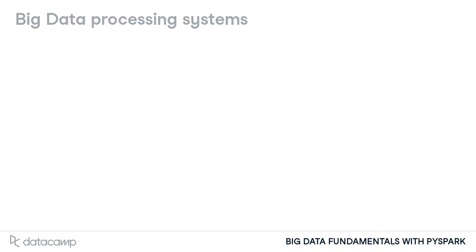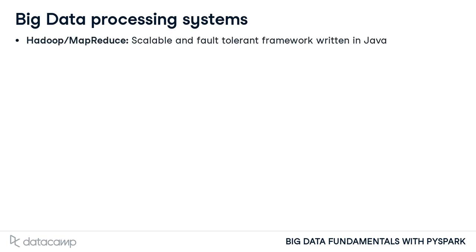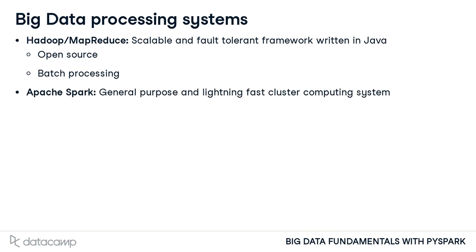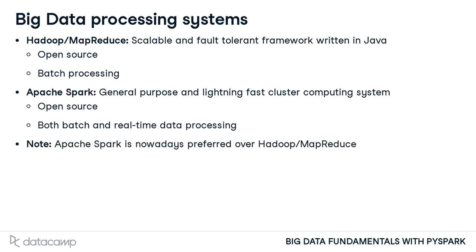There are two popular frameworks for big data processing. The first is the highly successful Hadoop MapReduce framework. Hadoop MapReduce is an open source and scalable framework for batch data. The second is the most popular, Apache Spark, which is a parallel framework for storing and processing of big data across clustered computers. It is also open source and is suited for both batch and real-time data processing. In this course, you learn about Apache Spark.